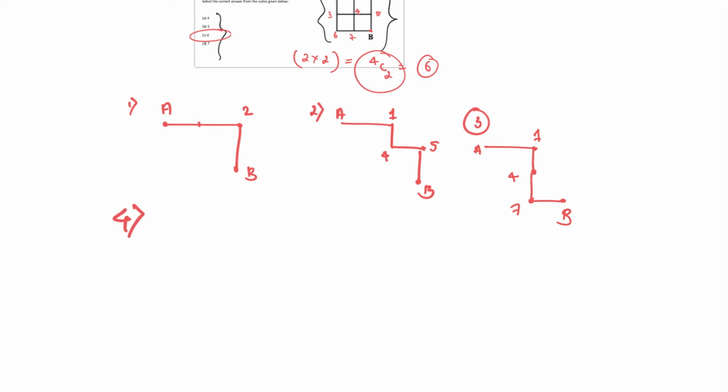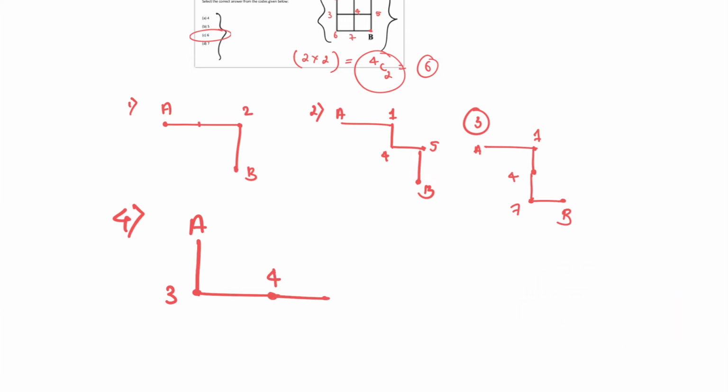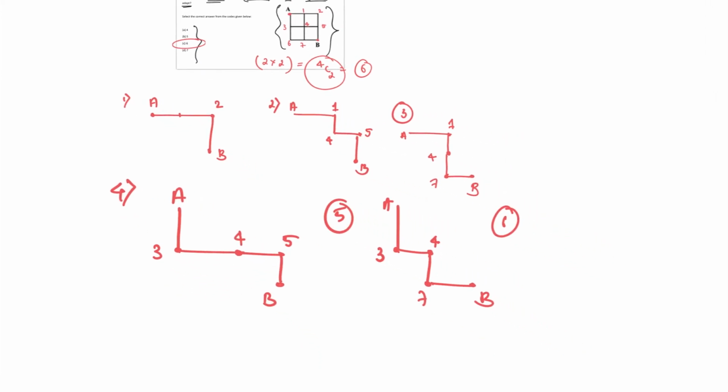The fourth possibility is A, he starts to move downwards here, 3, then 4 point, then fifth point, then B. The fifth possibility is A moving again downwards, 3 is there, so 3 to 4, and then 4 to 7, and 7 to B. The sixth possibility is A moving directly here, so A, 3 and 6, and he moves to B. So these are the 6 different possibilities, my dear friends.